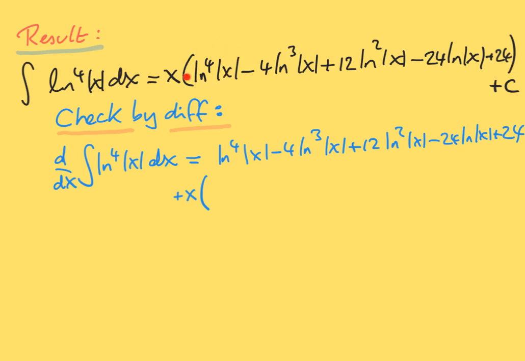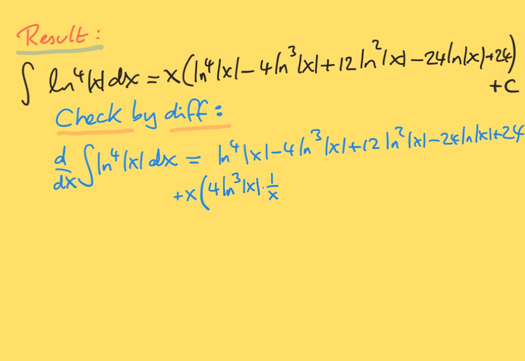So when we differentiate this, log of x to the power of 4, we're going to bring the 4 in front, like that. We're going to reduce the power by 1, so we go from log to the power of 4 to log to the power of 3 of x. And then what we're going to do is multiply by the derivative of log, and that is going to be a factor of 1 over x.